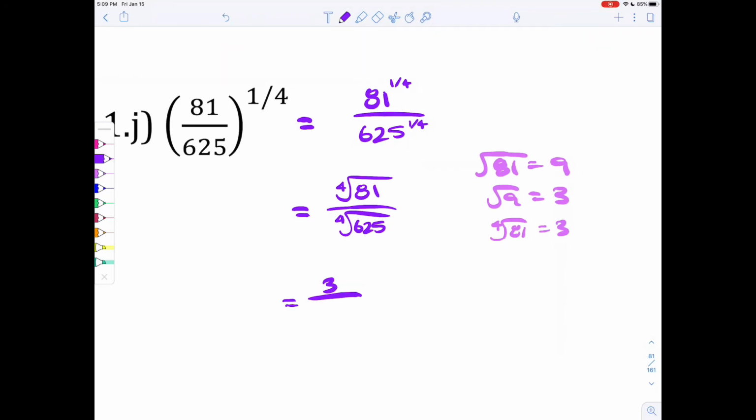Same. The 4th root of 625 is equal to the square root of the square root of 625. The square root of 625 is 25. And the square root of that is 5.